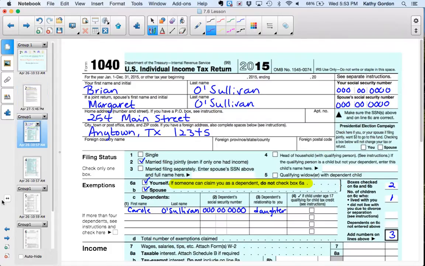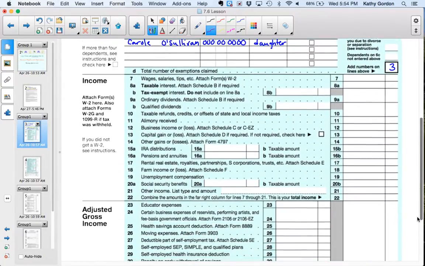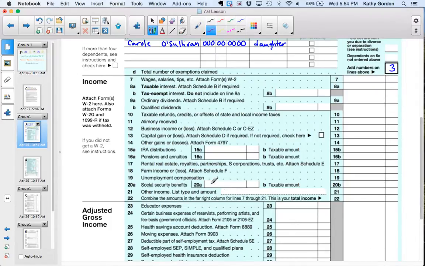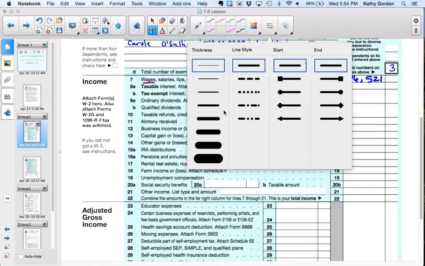And so back to our section here for income. We're going to start out with our wages, which was the $76,000. Go back to blue here. $76,521. Let me see if I can make that a little thinner. That seems kind of thick.